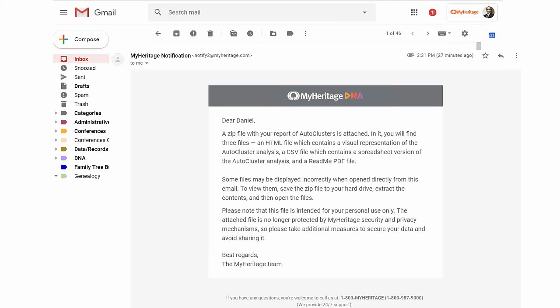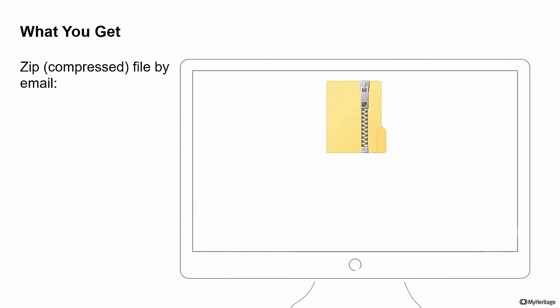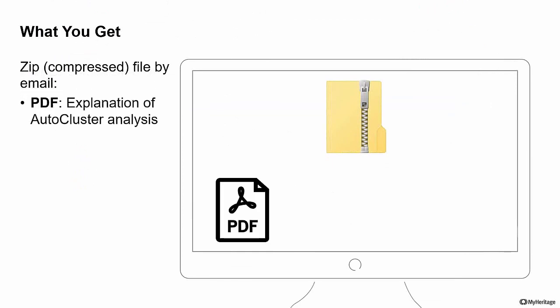Unlike other emails that you may have received from MyHeritage, this is the only one that actually has an attachment, and it has a zip file. A zip file is a compressed, multi-file system. In that zip file, or compressed file, you will find 3 files.